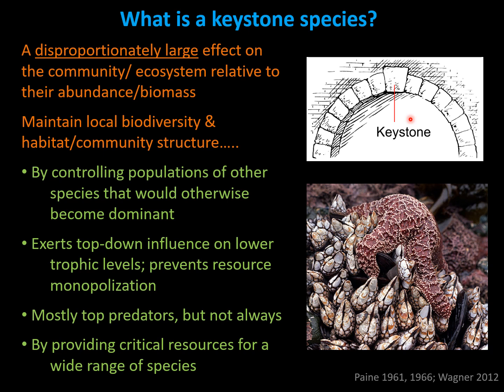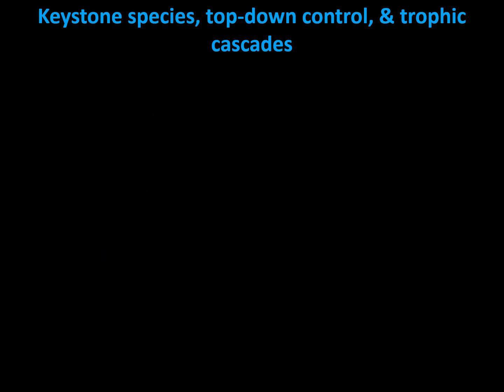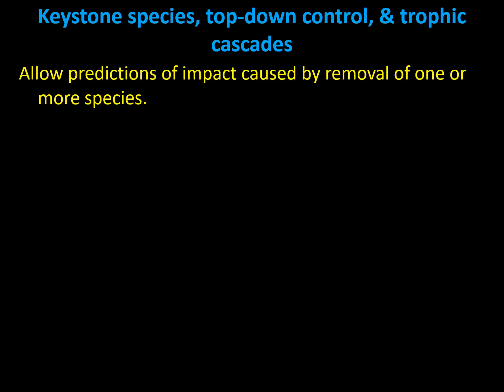That's a very classic research. I strongly encourage you to study and read Robert Paine's work. Now, let's talk a little bit about two more concepts in relation to keystone species: top-down control and trophic cascades. These concepts enable us, conservation biologists and ecologists, to forecast the potential impacts of removal or addition of one or more species from a given ecosystem, within a given food web or trophic pyramid.